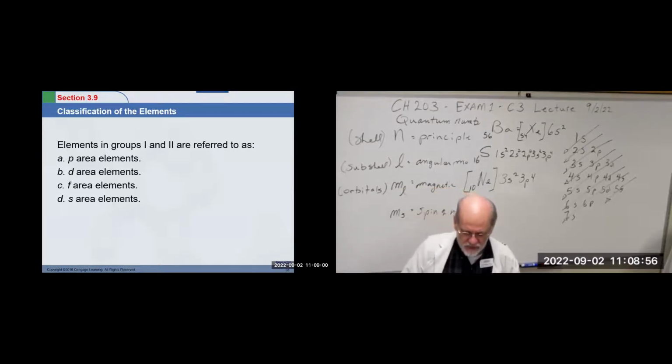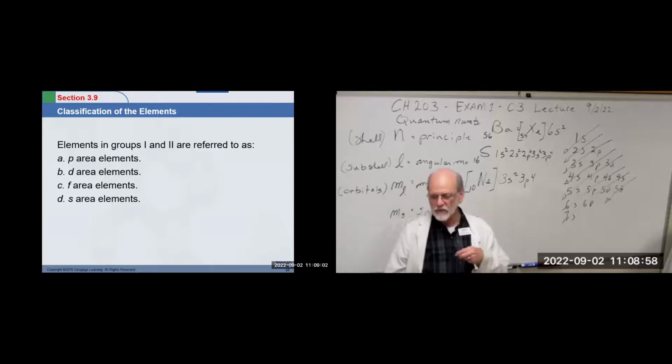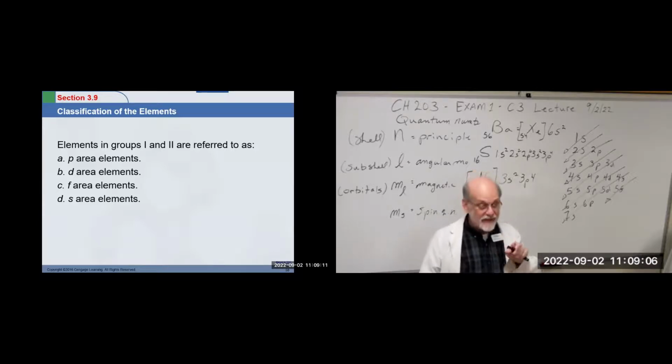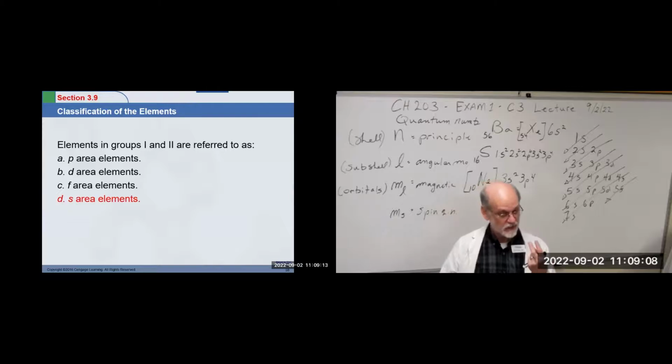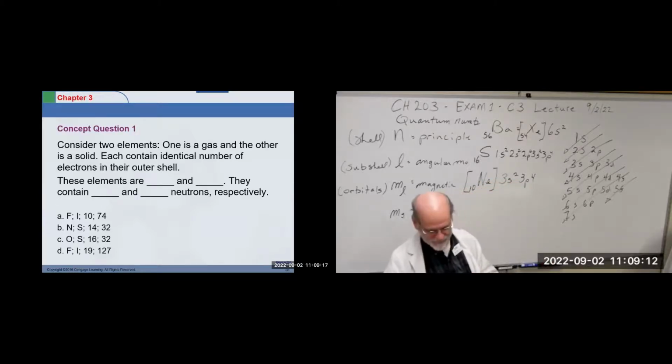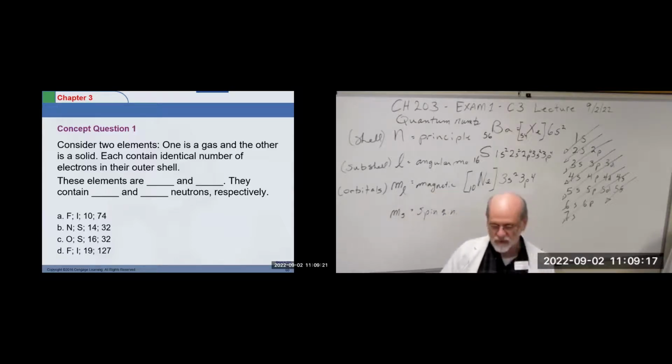Elements in group 1 and 2 are referred to as what? What orbitals are being filled in groups 1 and 2? S, yes, because they can only have 2 electrons. Oh, we're in concept questions, so we're about to end.